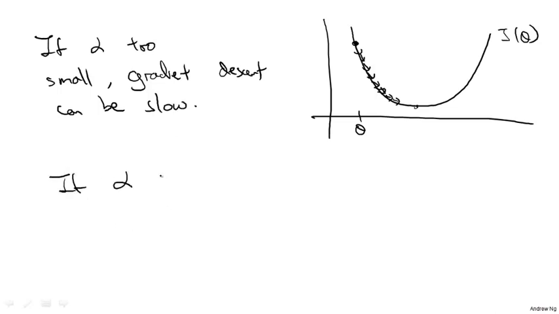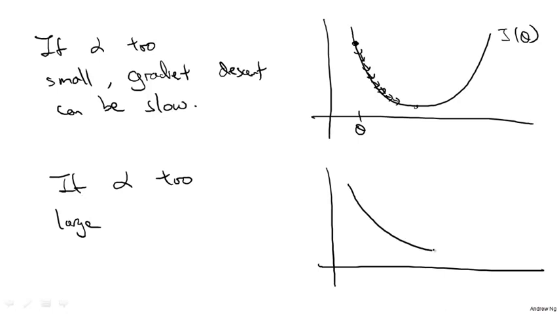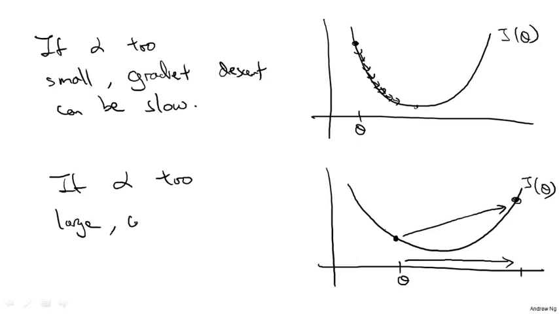In contrast, if alpha is too large, it turns out it can be even worse. Here's J of theta. Let me initialize theta over here. If alpha is too large, then I may end up taking a huge step like so, so that I actually end up at this point on the function. I take a huge step, and if alpha is too large, you can actually overshoot the minimum.